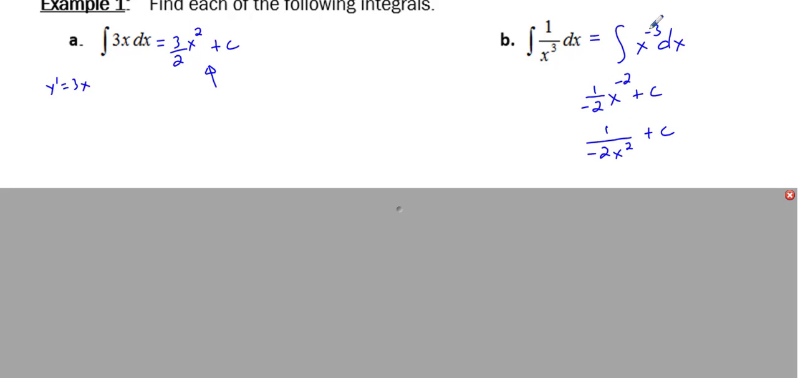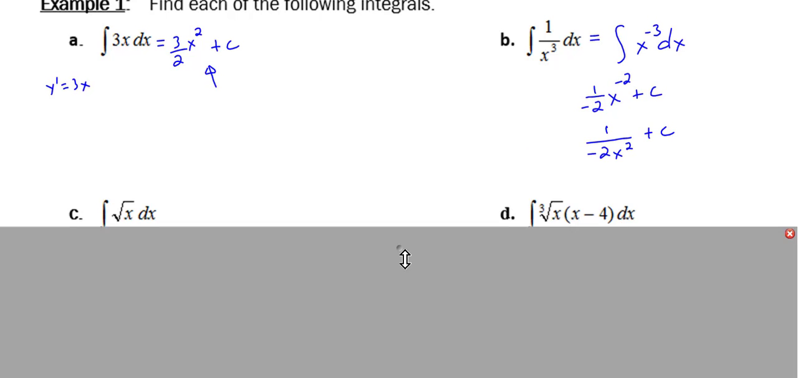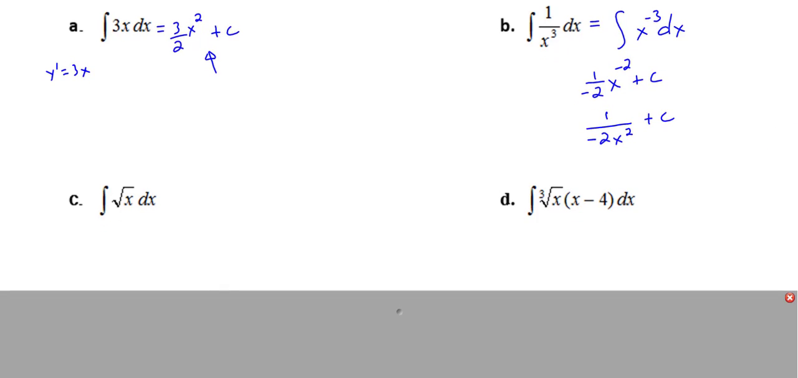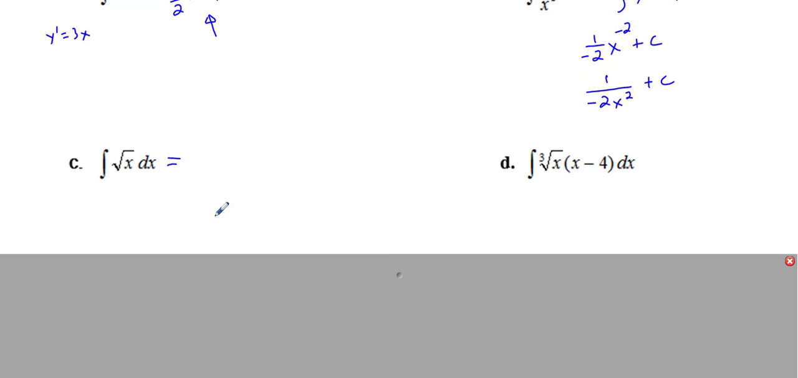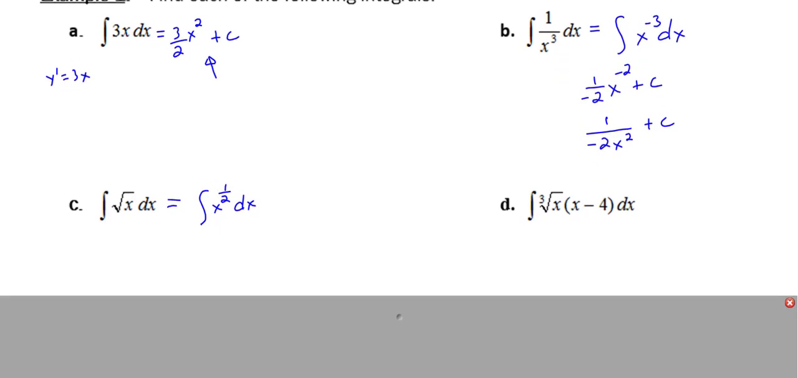You guys got a handle on this anti-power rule, basically? Add 1 to the power, divide by the new power. Let's do it. Whole bunch of different forms now. Just like before, rewrite this as a power. That'd be x to the 1/2 power dx. Did I forget my dx up here? No, I wrote it. Okay.